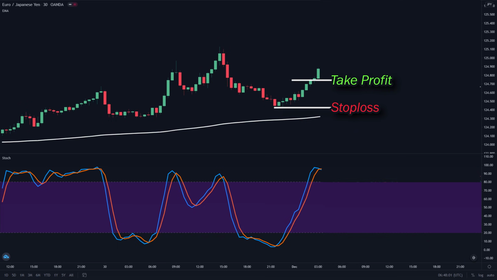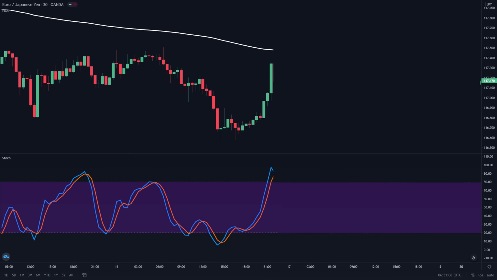Let's look at another example. In this chart, we can see that the price is below the 200 EMA, meaning we only take sell signals. Then, you can see that the Stochastics is at the overbought levels. Next, you wait for the indicator to cross back inside the overbought lines.